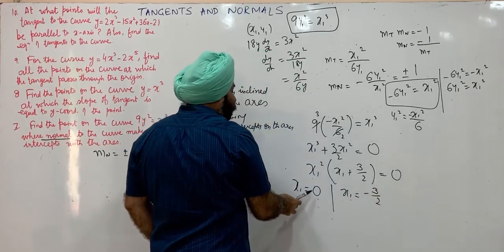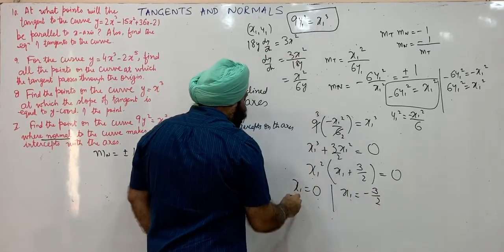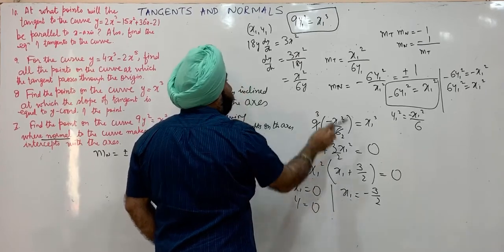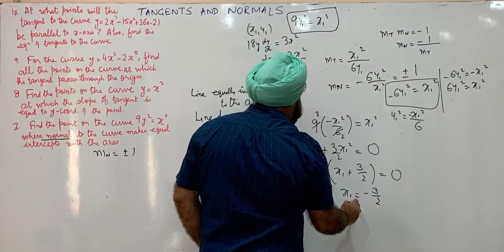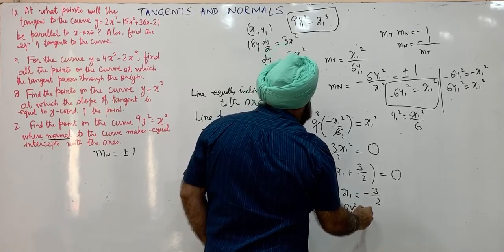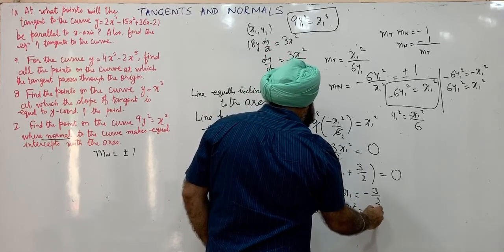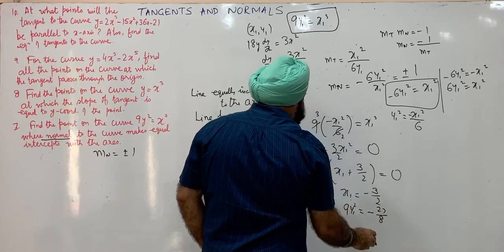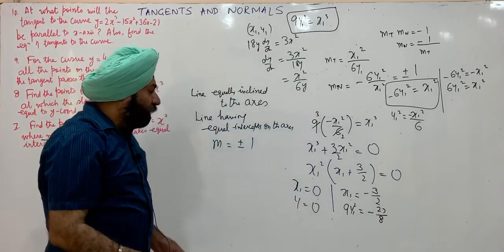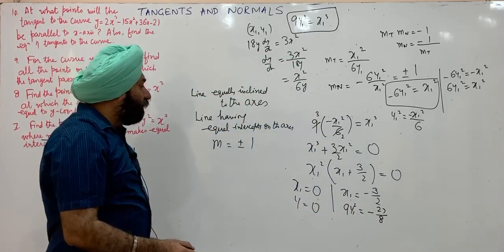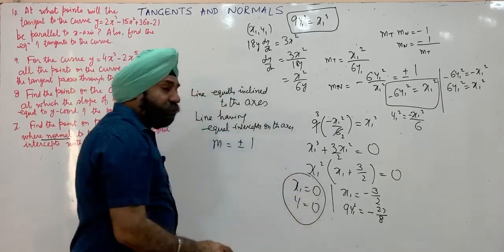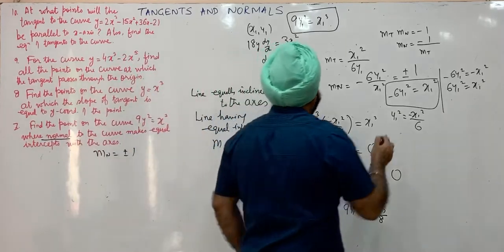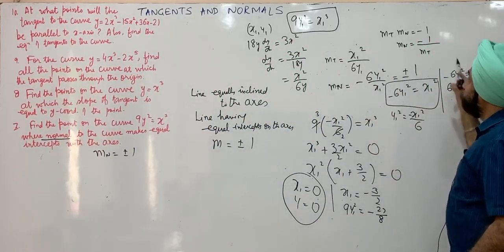We substitute the value of x1 here, we get y1 as 0. For x1 here, we get 9y1 square equal to minus 27 by 8. So this is not possible, since y1 square cannot be negative. So we have one point, that is 0 comma 0. Next we solve this with this.